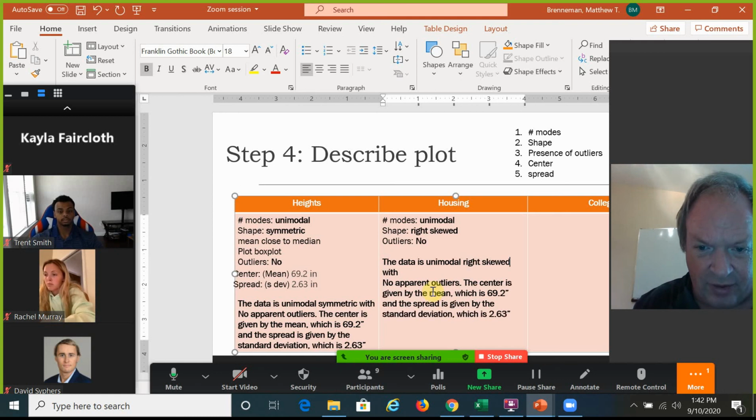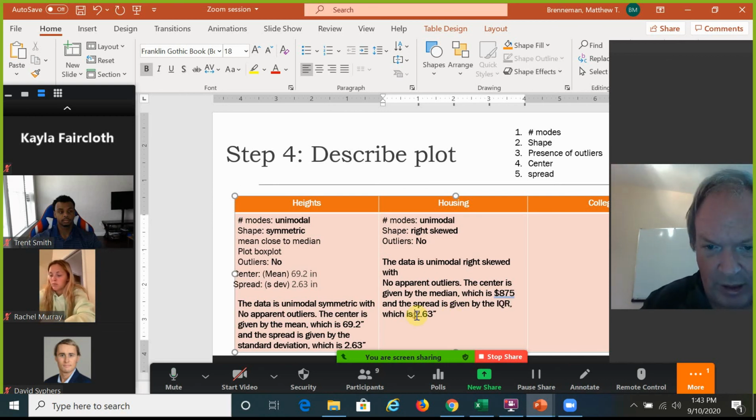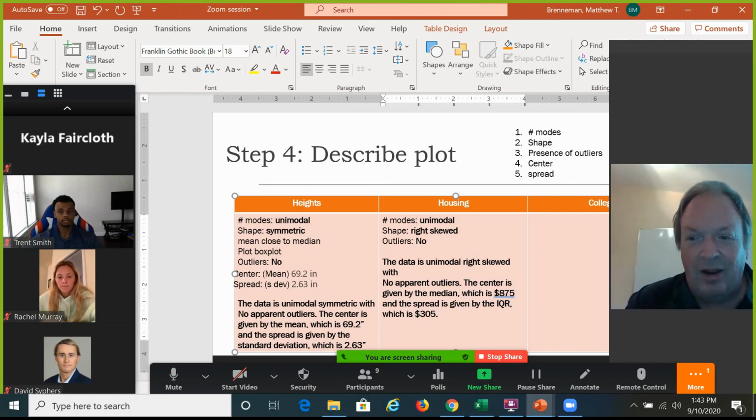Okay, the center is given now by the median, which is 875. You can write out interquartile range, but anyone that does any statistics at all that could even understand what you were talking about, they will know what IQR is, okay? And that's 305. That's it. Alrighty?